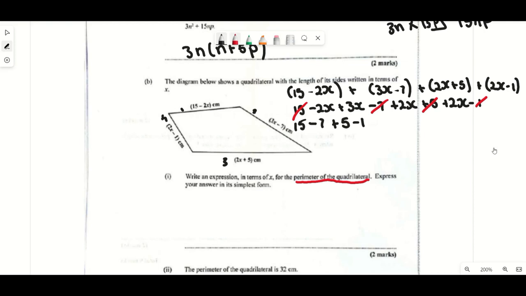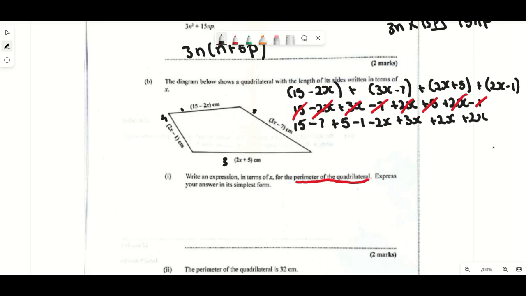Now we're going to use the x's. We have minus 2x, then plus 3x, then plus 2x, and then plus 2x again. We have 2x here and the next 2x here. So we know we have used each term that is in the expression above, right?